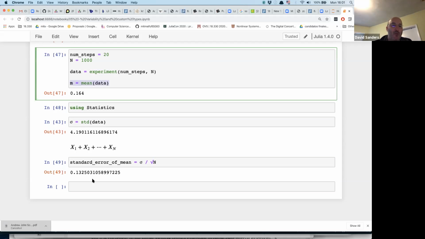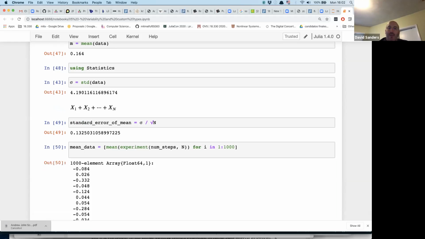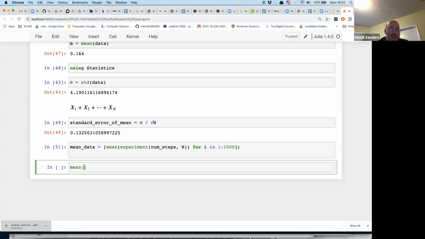So what that means is if I run this thing a lot of times, I'm supposed to be collecting this data a lot of times. So I'm sort of running a meta experiment. Whatever, I'll just run it a lot of times, calculate the mean of all of those experiments, and do that, let's say, 1,000 times. So my mean data is the mean from running all those experiments a lot of times. And now I'm going to calculate the mean.